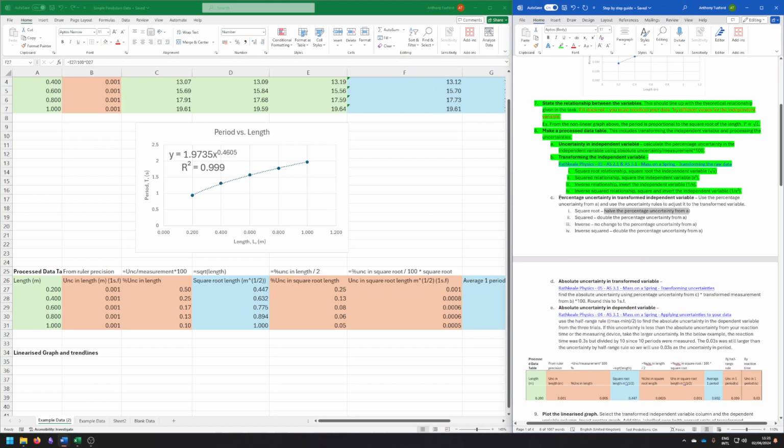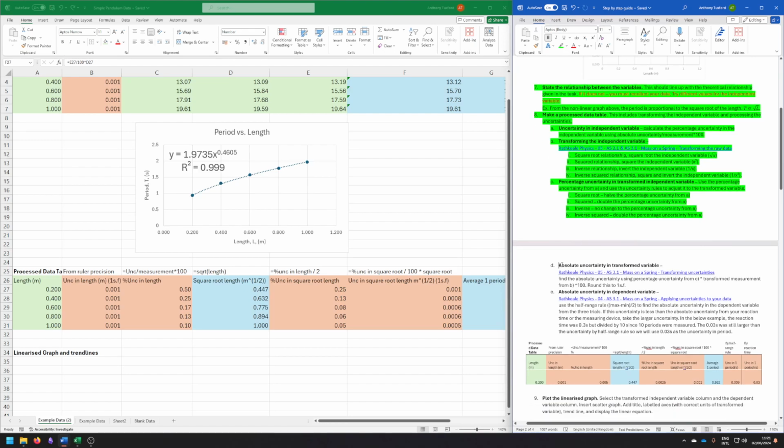Cool. So we worked out the percentage uncertainty for the square root. We halved the percentage uncertainty for length because the square root length has half of the percentage uncertainty. Then we found the absolute uncertainty in square root of length and rounded it to one significant figure.